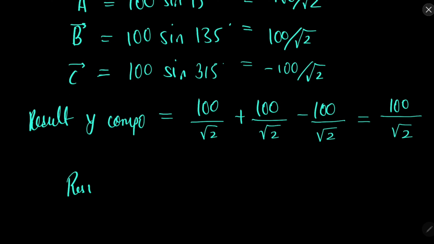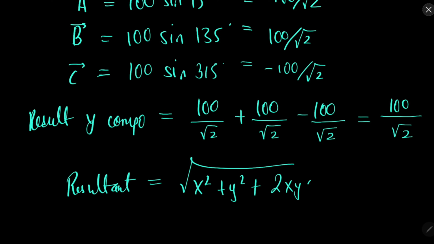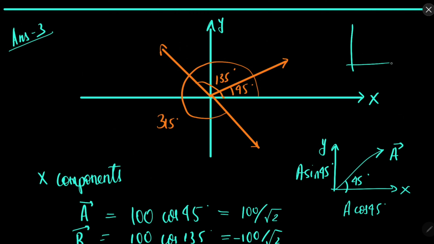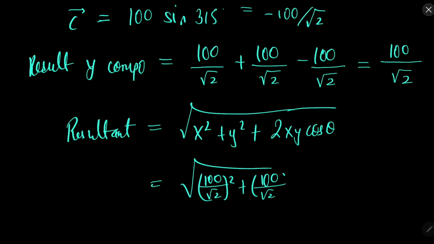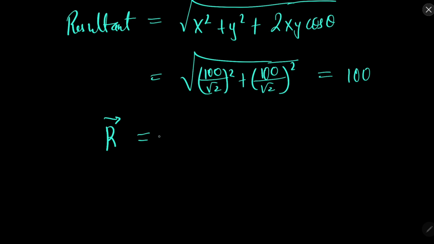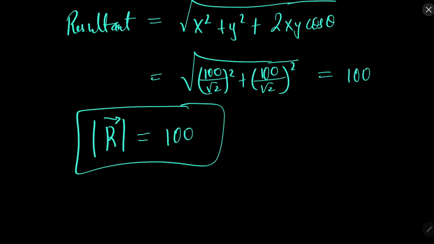So the resultant will be the root of x square plus y square plus 2xy cos theta. Now we know that theta will be 90 degrees for x and y. See here, x and y are perpendicular to each other, so 90 degrees. So this term will be 0, cos 90 is 0. Ultimately what we will have is the root of 100 upon root 2 whole square plus 100 upon root 2 whole square. After solving, what you will get is 100. So the magnitude of the resultant vector will be 100 units.